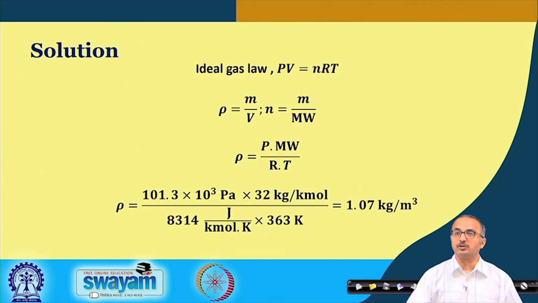Now, when we talk of density in general, we mean the mass density. That means we need to convert the moles into mass, and you know that the number of moles equals the mass divided by the molecular weight. So, that is what we have done here. This density is the mass by volume. So, this n, the number of moles, is the mass divided by the molecular weight, and this we substitute in the equation and we get this particular expression, and from here we can find out the density.